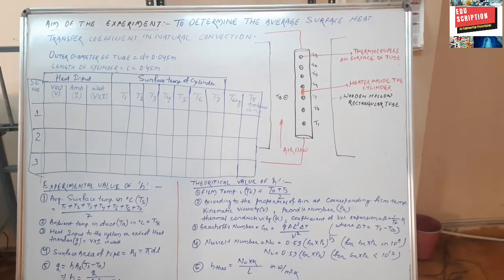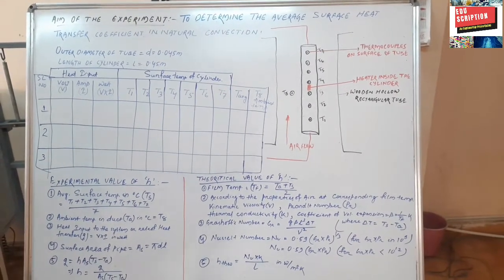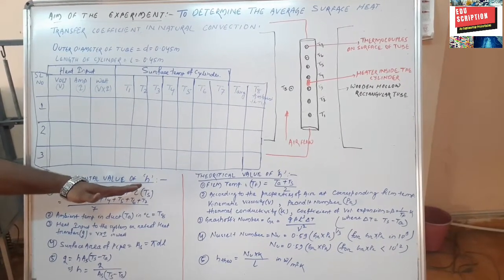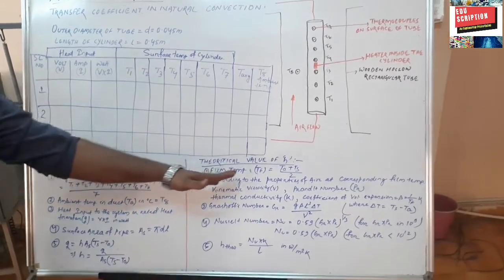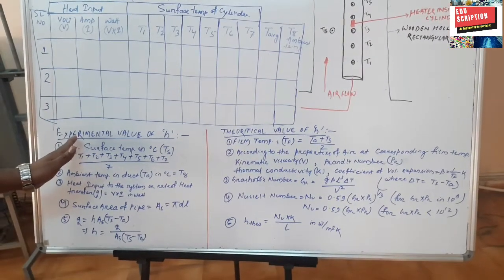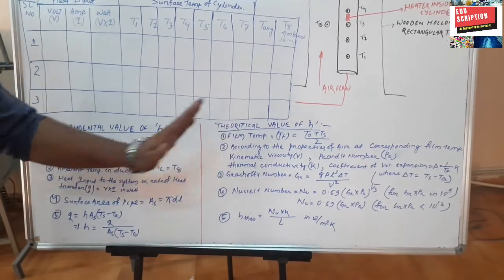Today the aim of the experiment is to determine the average surface heat transfer coefficient in natural convection. Here we are going to find out the experimental value of that surface heat transfer coefficient, h, as well as the theoretical value, and we are going to compare both of them.